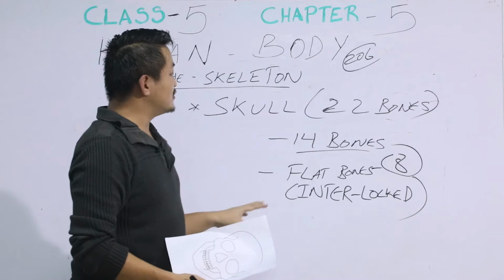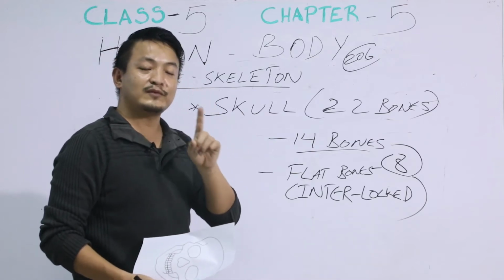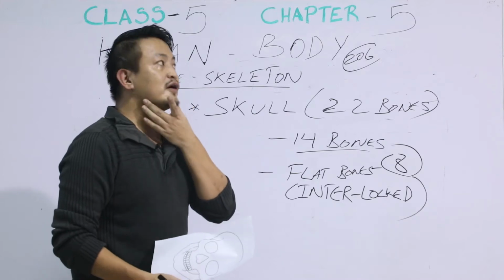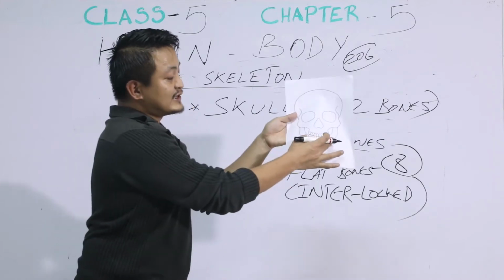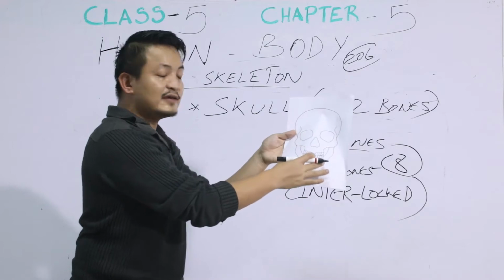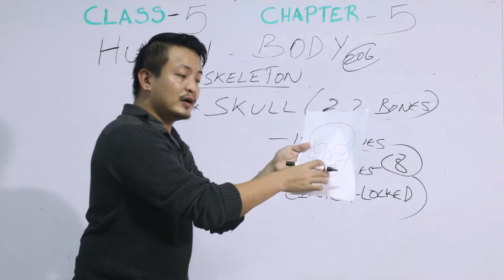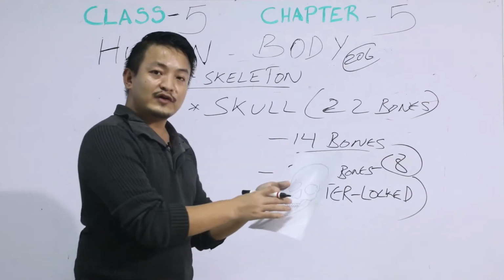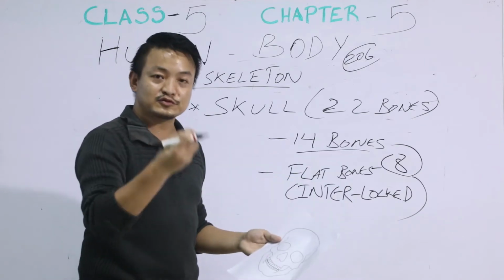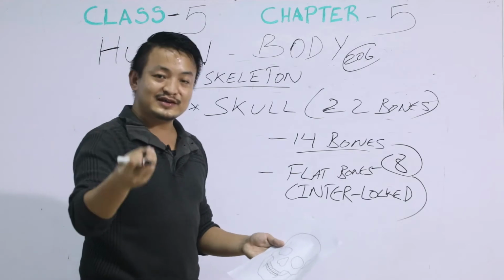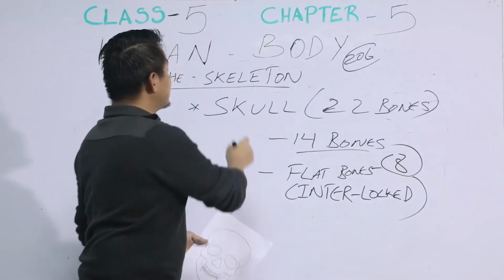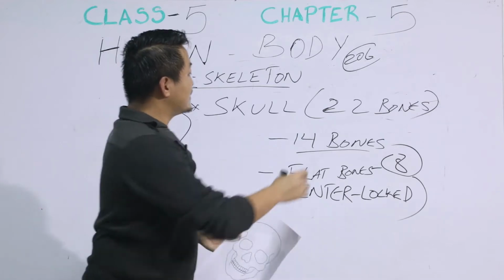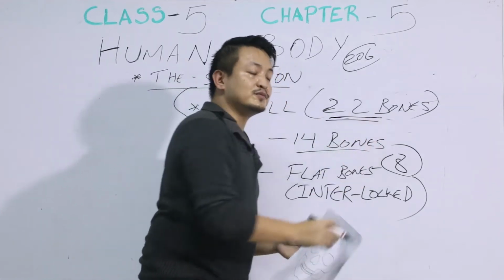Clear? Now in the human skull, we have 1 movable bone, and that is the lower jaw. So this one is a part of the skull, right? But the lower jaw is movable. Clear? If it's not movable, we will not be able to talk, we will not be able to eat. Clear? So I'm sure now you are clear with the skull, the first one. And you have to remember this one, okay, in 2 bones.